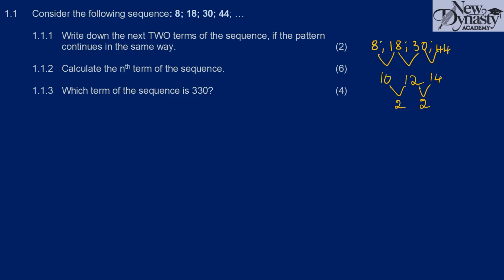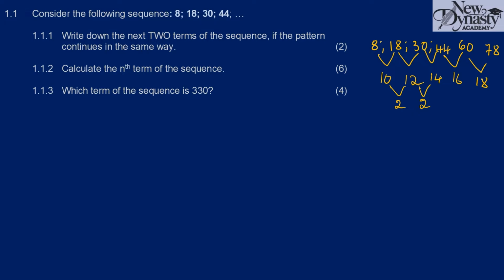Now, the first question says, write down the next two terms of the sequence if the pattern continues in the same way. Since we know that this is a quadratic sequence, we can see that our first difference is arithmetic, where when we add 2 to a term, we get the next term. So adding 2 to 14, we're going to get 16, and adding 2 to 16, we're going to get 18. Then add 16 to 44, and you get 60. Then add 18 to 60, you get 78. That's how you get the next terms of your quadratic sequence.